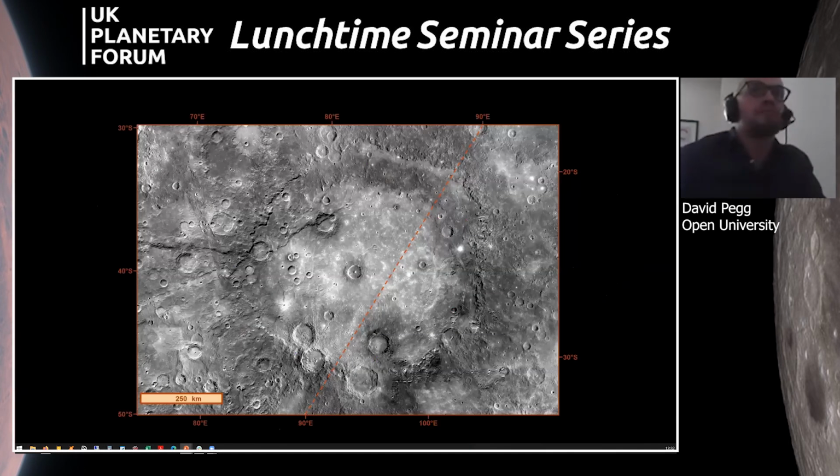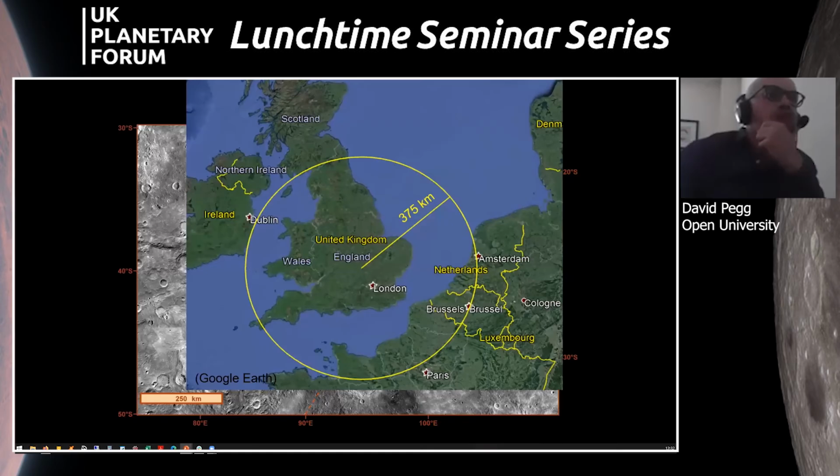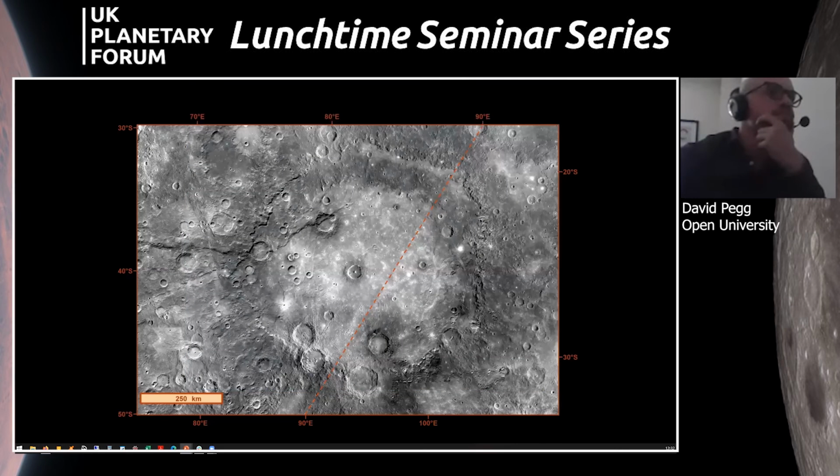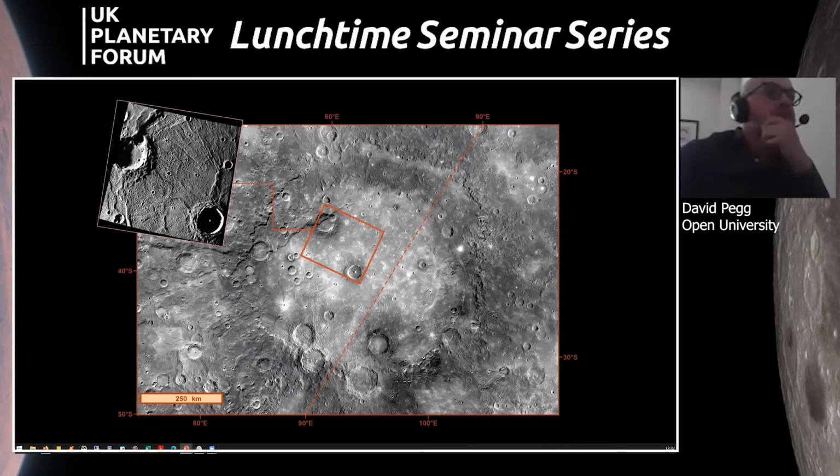Rembrandt is a big impact basin. It's 750 kilometers across, which if it was to happen to Milton Keynes, would cover a significant part of, well, basically all of England and Wales, and get you as far as the Scottish border or a trip to Brussels. Within Rembrandt, there are also these tectonic features that I've highlighted before, but there are also some extensional ones, but I don't have enough time to really talk to you about that today.